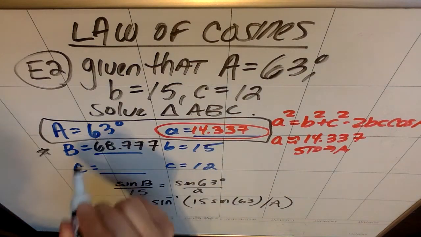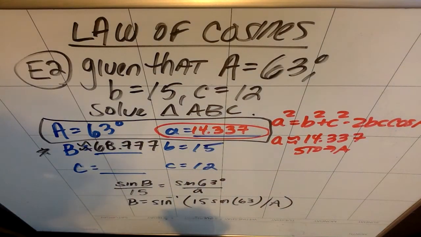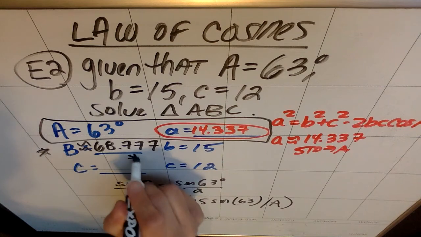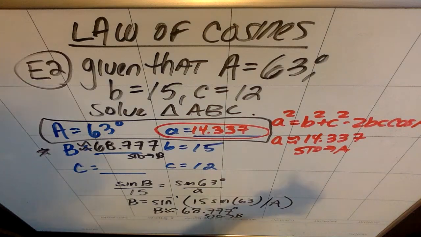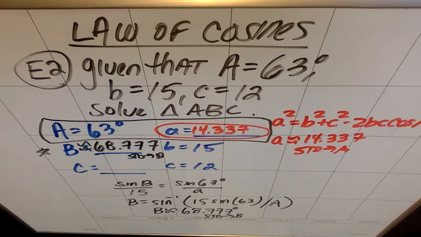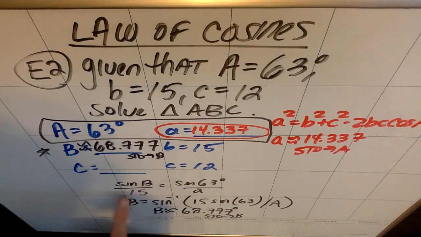Which is approximately 68.777. I put a little squiggle because it's approximate. So I'm going to hit store and store that as B. It is not repeating, for the record. Then, honestly, I can either do the law of sines again, and it's easy enough. The only difference is that instead of being a 15, this would be a 12.